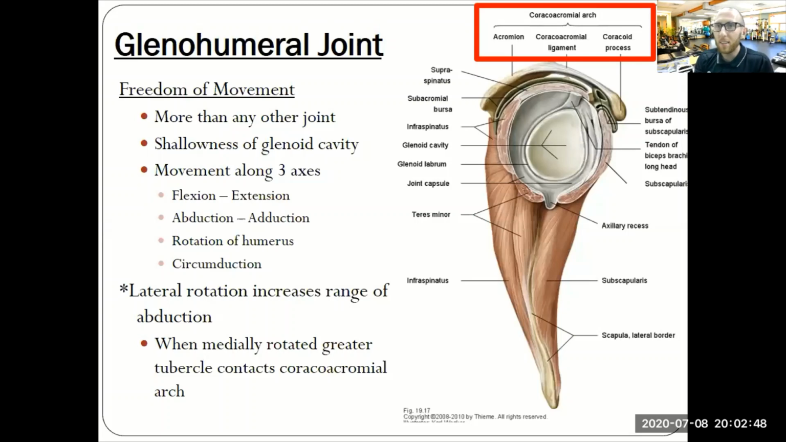One last thing on this slide is the coracoacromial arch. There's an arch that forms by adding the acromion, the coracoacromial ligament, and the coracoid process together. It forms this giant arch right here across, basically making a roof over the glenohumeral joint.